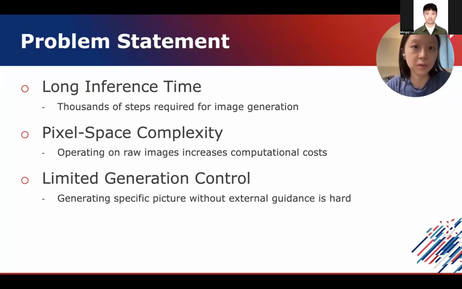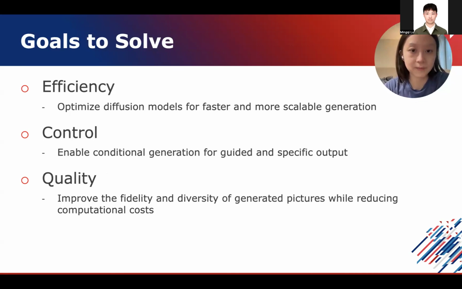Diffusion models are powerful for image generation but face three main challenges. First, the inference process is extremely long, often requiring thousands of steps. Second, operating in the pixel space makes computation expensive. Third, it's difficult to guide the generation towards specific outputs without an external control. These challenges limit its real-world applications.